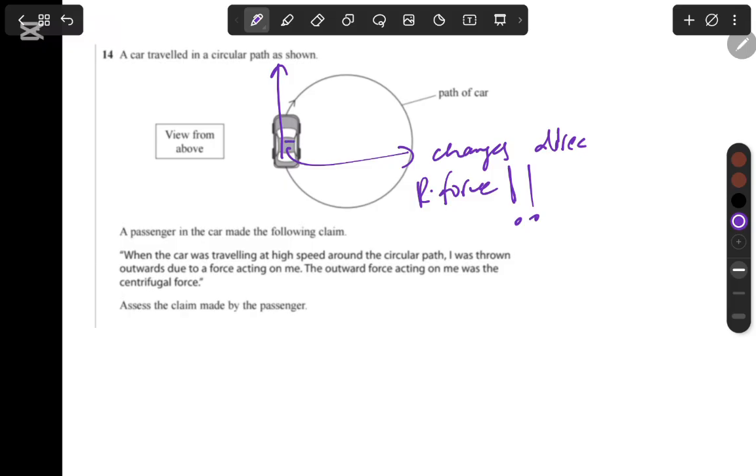And that resultant force is going to be the centripetal force that's acting towards the center of the circle. Okay, so that's going to be the centripetal force that acts towards the center of the circle. And because the car is experiencing the centripetal force, the person will also experience the centripetal force. And because of this, remember always to say whether this claim is correct or not. So this claim is wrong because there is no outward force acting on the person.